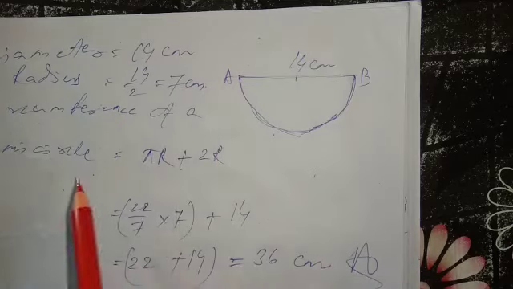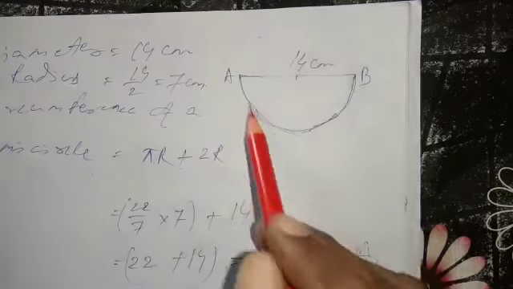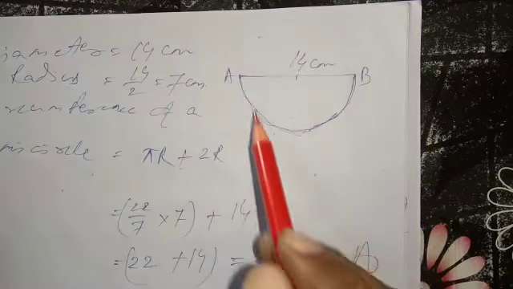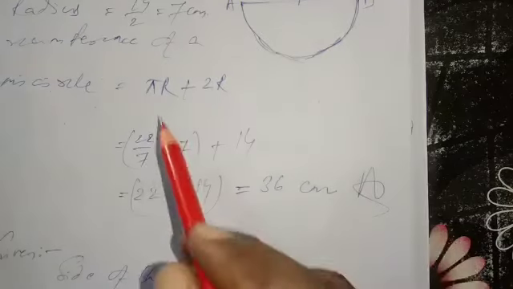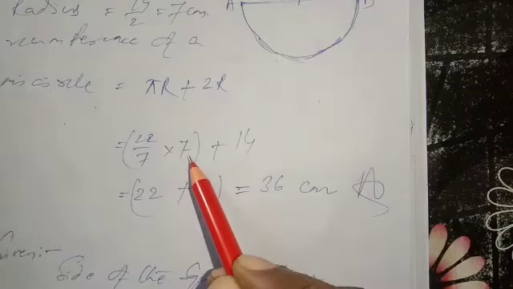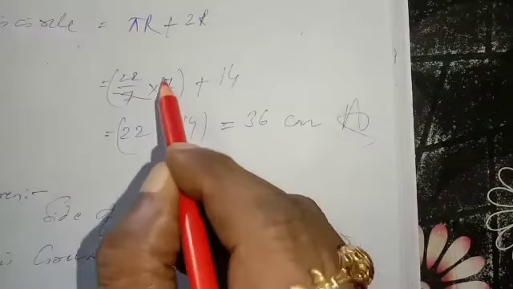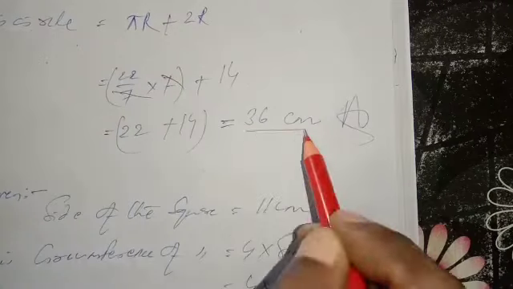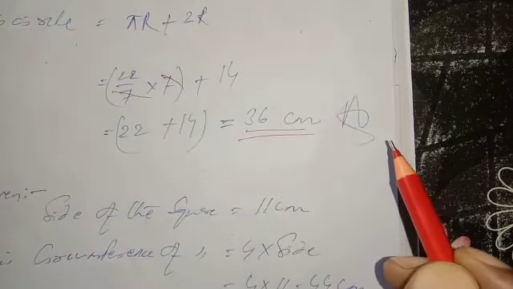Circumference of the semicircular protractor will be, this part is pi r, total 2 pi r, this part will be pi r, half circumference, plus 2 r means the 14. Pi r, pi means 22 by 7 into 7 plus 2 r means 14. 7 cancel, 22 plus 14, 36 centimeter. This is the perimeter of the protractor or circumference of the protractor.